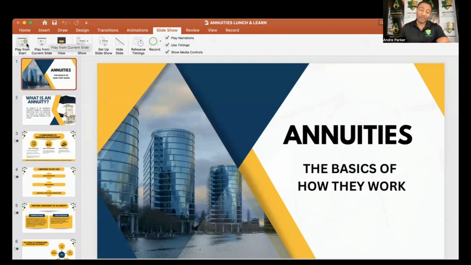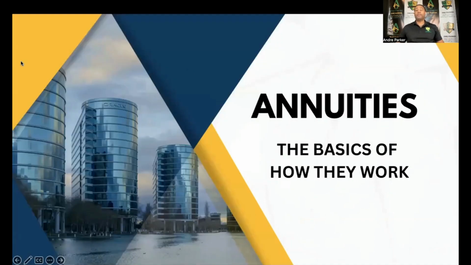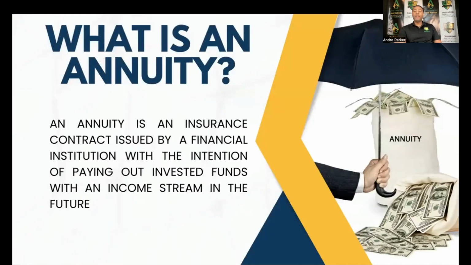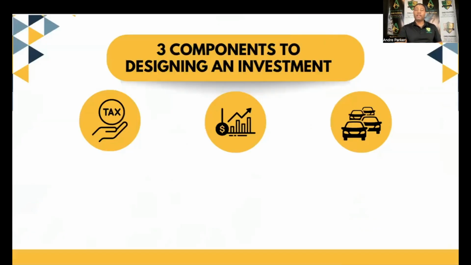I'm not cooking. All right, so let's talk about annuities and the basics of how they work. A lot of times people come to me and ask, what is an annuity? An annuity is an insurance contract issued by a financial institution with the intention of paying out invested funds with an income stream in the future. So just know that an annuity is an insurance contract.